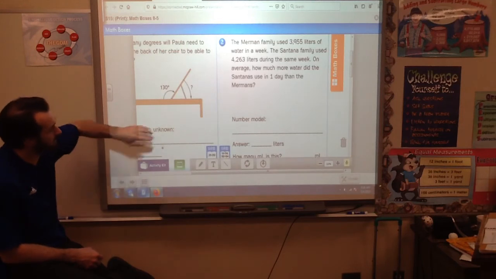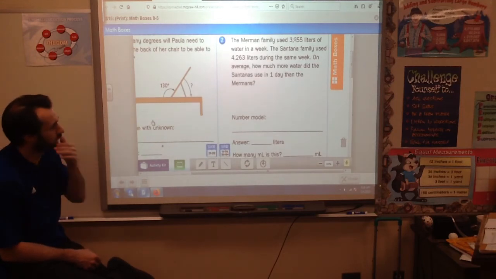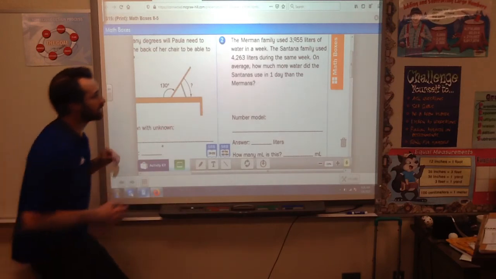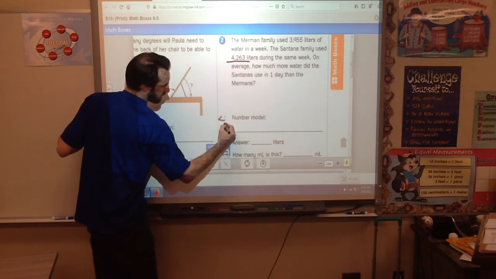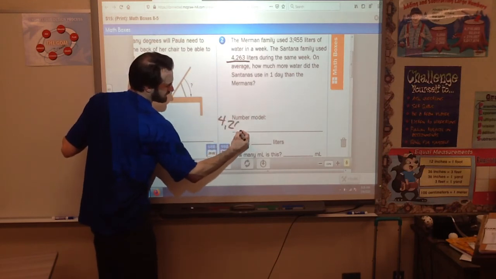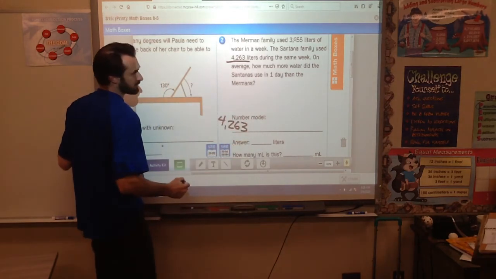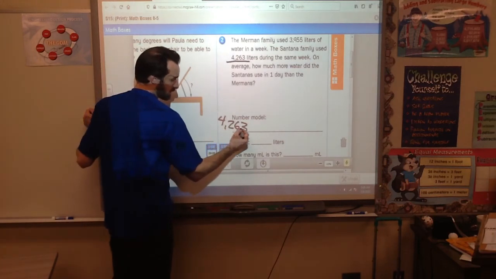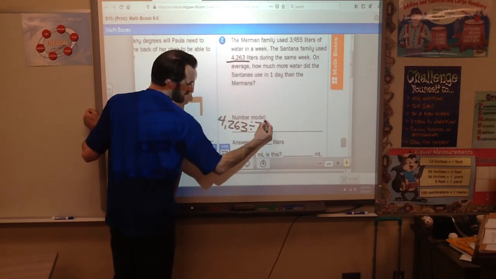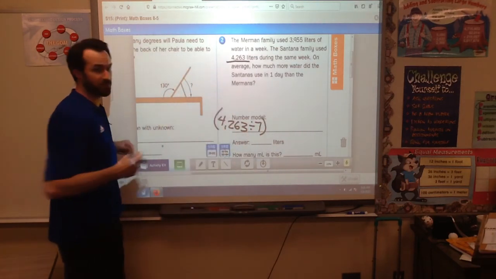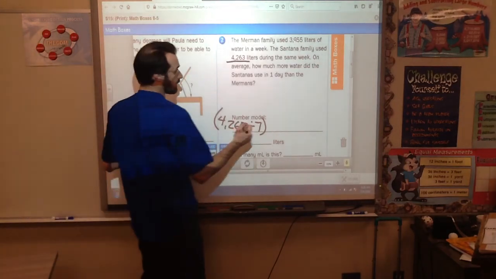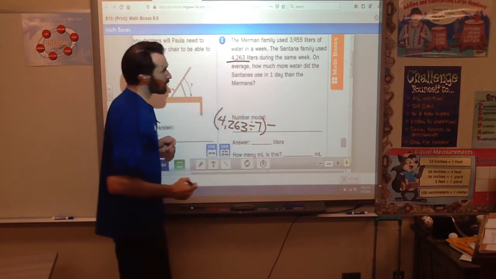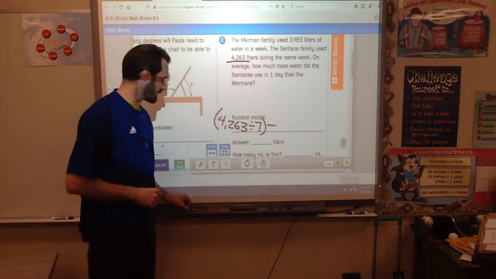And we know that in the end, we want to know how much more they use than the Mermans. So the first step in this is to write a number model. We want to know how much per day. So the Santanas used 4,263 liters per week. So that's 4,263 divided by 7. We're going to put that in parentheses because we got to figure out how much they used per day, and that's going to do it for us. We're going to have to subtract the Mermans from that, though. So we're going to put a minus on.